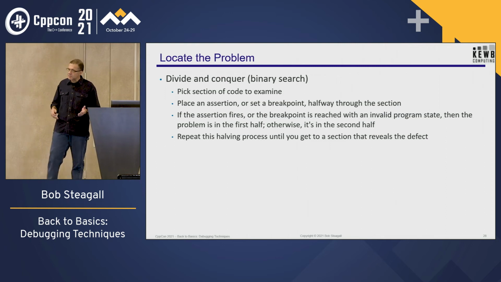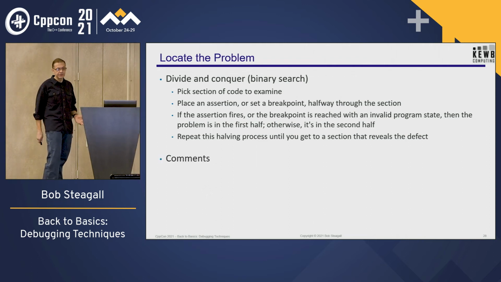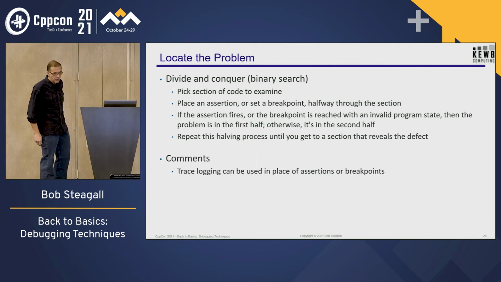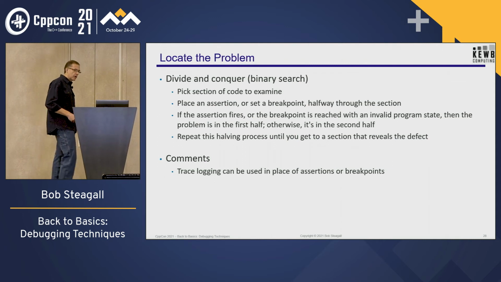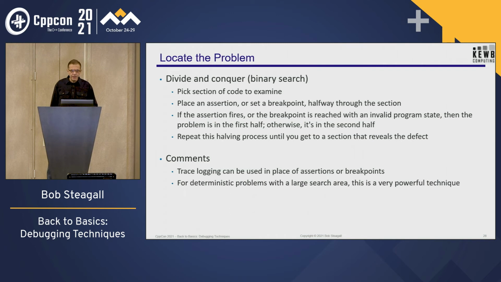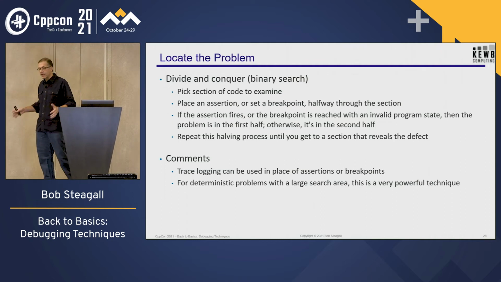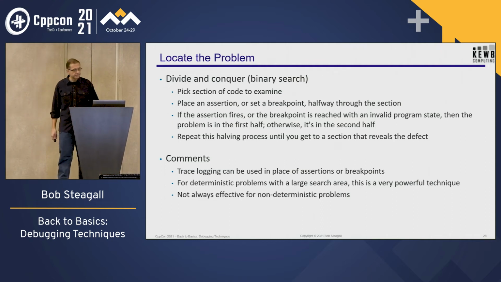And you repeat this process of halving until you get to a section that reveals the defect, or at least reveals the symptom. So you don't need to use a debugger. You don't need to use asserts. You can also use trace logging to do this. And for deterministic problems that have a large search area, this is very effective. It's a nice way to narrow down the scope of search very quickly.